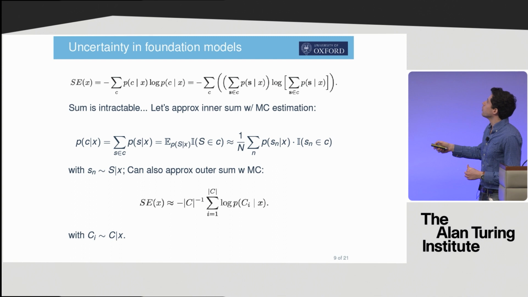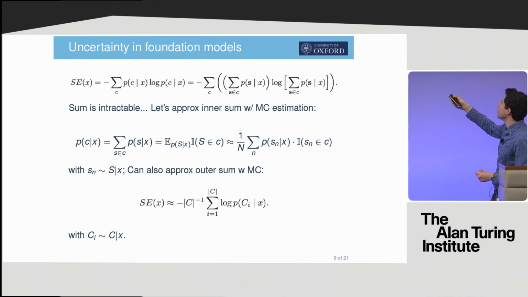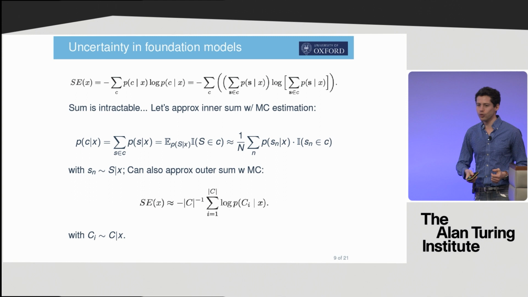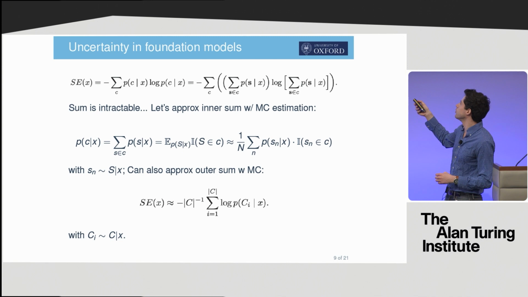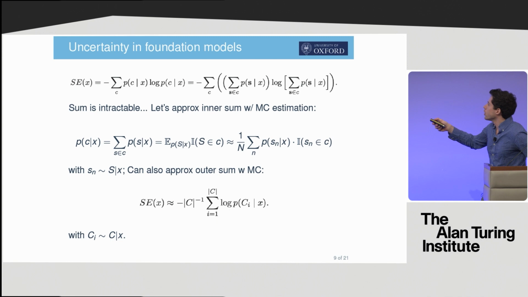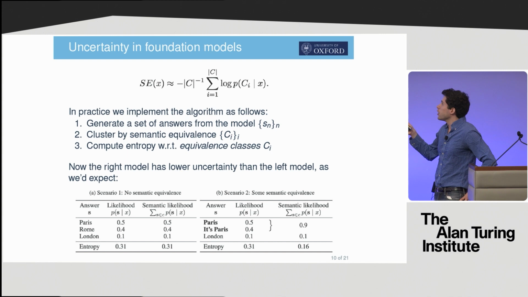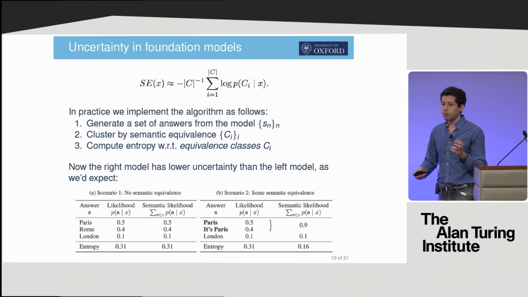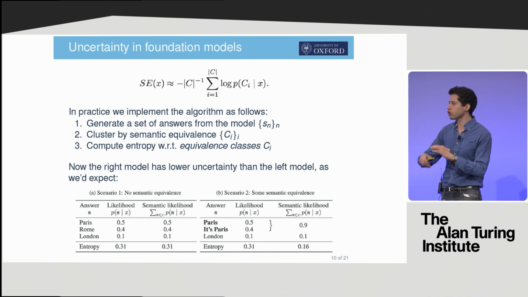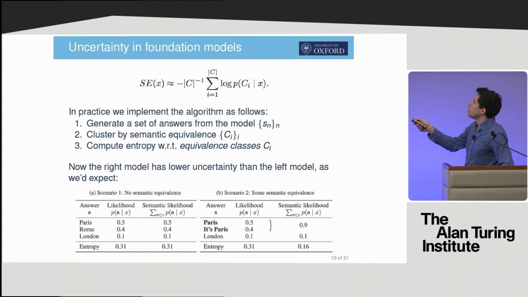The main issue is that this is very much intractable, not even just expensive to compute. So we can approximate it with some Monte Carlo estimation, which I'm not going to go into the detail for, but you can look at the paper if you want to see that. It just got accepted to ICLR. And we can get a fairly nice tractable approximation, which in practice just boils down to this: generate a set of utterances from the single model that we trained, from the beam search itself. We cluster them by semantic equivalence, and then we compute the entropy with respect to the equivalence classes, not with respect to the utterances.